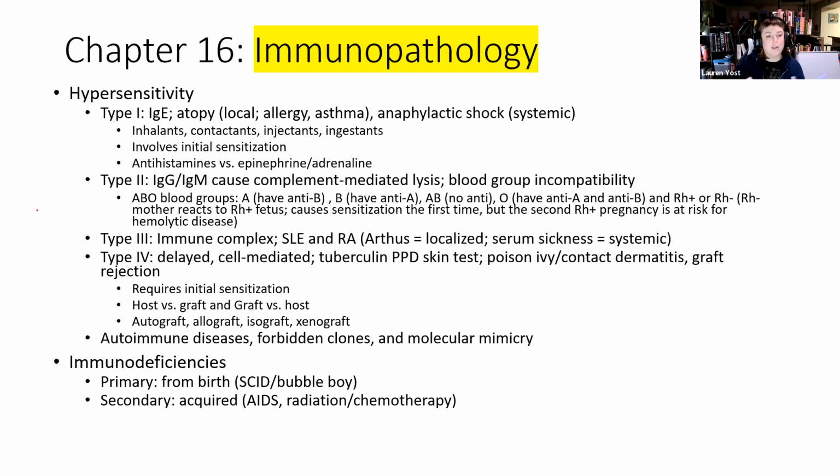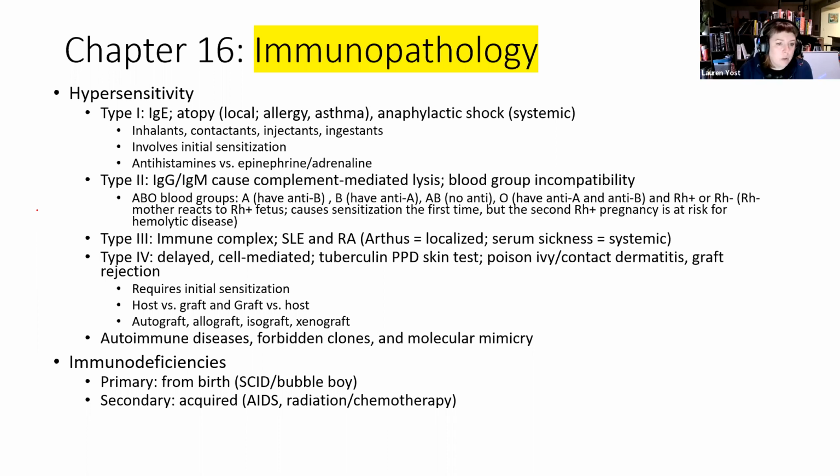You always have to have an initial sensitization for these. That means that you had to see it previously to make the IgE, and then everything after that you're responding to with that IgE. And that was associated with the mast cells, remember? And then that is also associated with production of histamine, one of those. I don't need you to know everything that was produced, but histamine might be a good one just to be aware of. And you'll treat these with antihistamines, of course, or epinephrine or adrenaline. Epinephrine is typically given for anaphylactic shock, not really so much for atopic reactions.